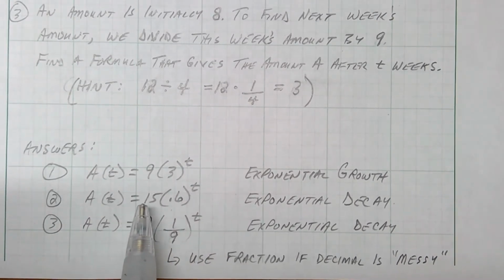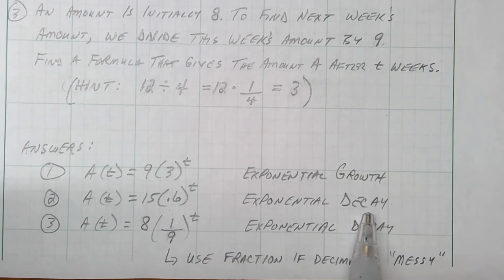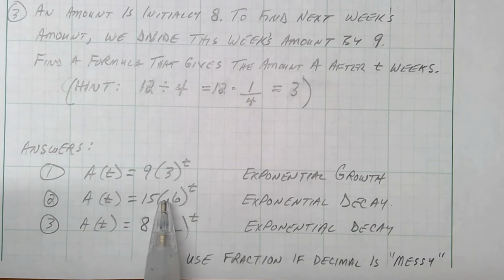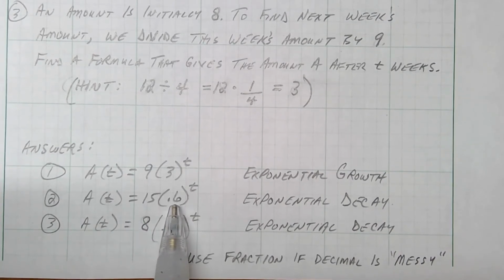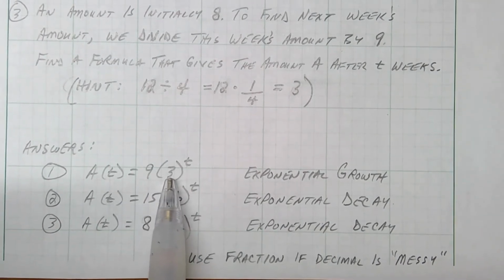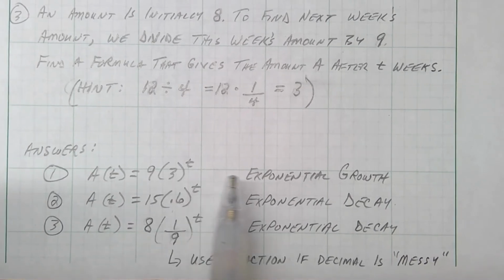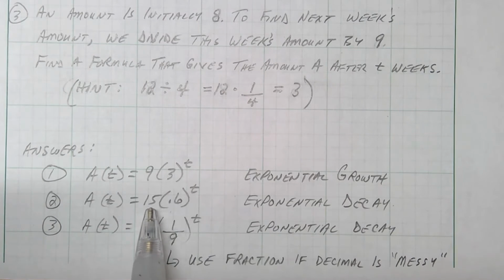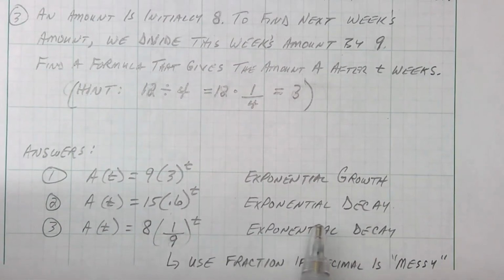Second one is A of t equals 15 times 0.6 raised to the t. This is going to be exponential decay because the 15 is getting smaller. When you multiply it by a number smaller than 1, it makes the 15 get smaller. If I multiply by a number bigger than 1, like 3, it makes the 9 get bigger. 9 times 3 is 27. It's getting bigger. That's growth. 15 times 0.6, that's 9. It's getting smaller. That's decay.